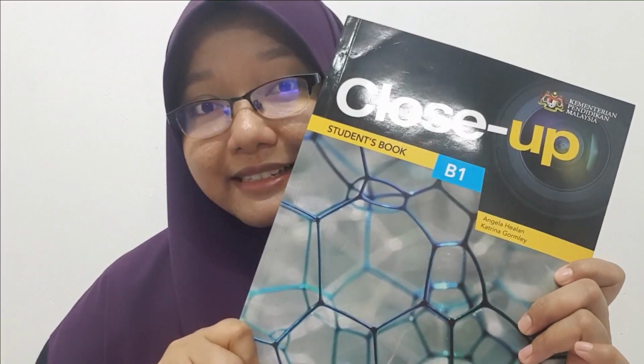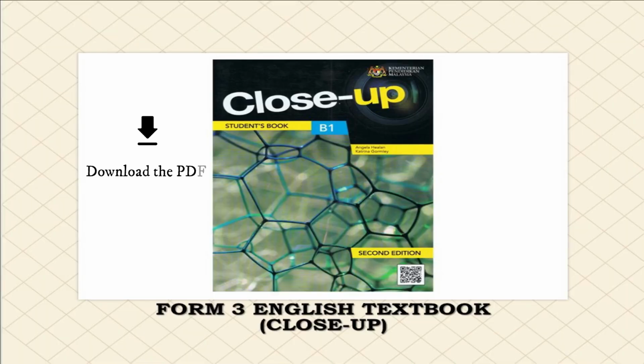Before we start, make sure that you have already downloaded the digital version of your English textbook. So this is the English textbook that you are going to use this year. If you still haven't downloaded the textbook, pause this video and click the link in the description box down below. Or you can go to the AnyFlip link that I have shared in your class group. Also, make sure that you have your stationeries and your notebook ready.